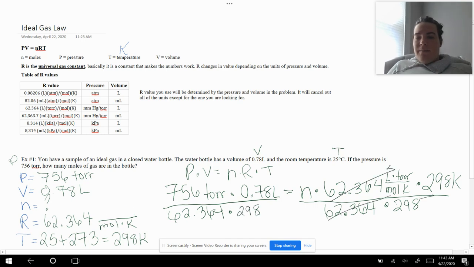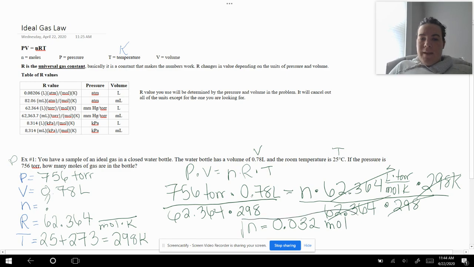These cross out. And then just trust me that these are going to make the units cancel out. Run a little low on space. And we plug in 756 times 0.78 divided by 62.364 times 298. And I got a very small value. If we're following sig fig rules, volume is our limiting one. That only has 2, so our answer is going to have 2. So I got 0.032. When you do the homeworks, it'll tell you how many sig figs you want. And that's moles for our units. So that's the final answer.